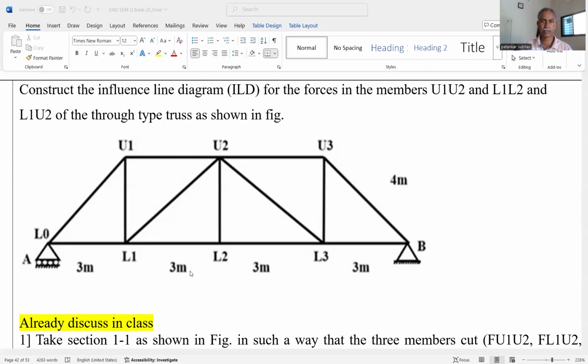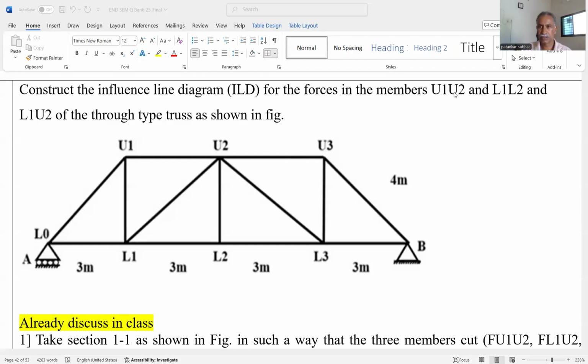So let us discuss this truss. This is the through type of truss. In case of truss, the span is always the same, 3 meter, 3 meter, 3 meter, and 3 meter. So the total span, that is the distance between the two supports, is 12 meter. And this is U1, U2, U3 that indicate the upper chord members, and L0, L1, L2, L3, L4 or support B, we have considered as the lower chord members, and these are the inclined members.